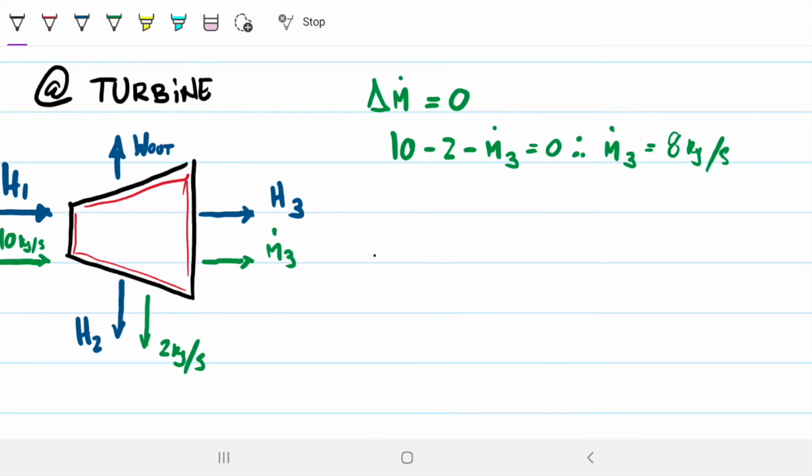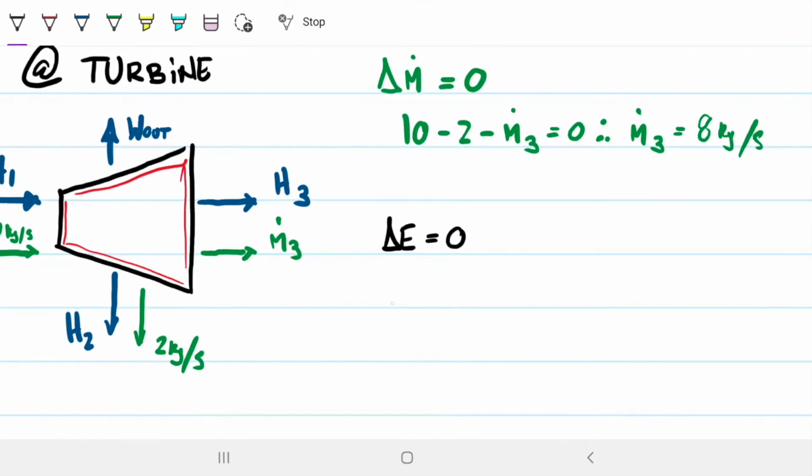Likewise, we can do the same kind of analysis in terms of energy, right? The energy balance has to be 0. We can't create or destroy. And because there's no potential or kinetic, then we're just talking about the enthalpies and the work being output. So in other words, we're saying that enthalpy 1, which is the only one that's going inside, minus everything else that's leaving, has to be equal to 0. So that is H2, H3, and work out.